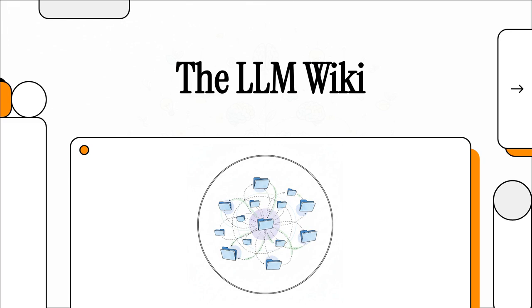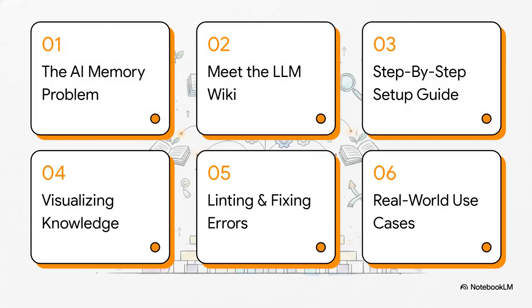So let's dive right in and learn how to fix this by building a persistent, compounding knowledge base called the LLM Wiki. Here's our roadmap for today. We're going to cover the AI memory problem, meeting the LLM Wiki, a step-by-step setup guide, visualizing your knowledge, linting and fixing errors, and finally, some real-world use cases.